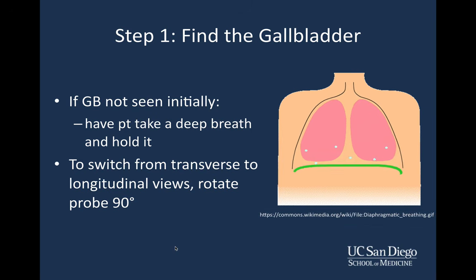beneath the costal margin, and oftentimes that'll be sufficient to bring the gallbladder into view. Once you've found the gallbladder, then you want to make sure that you get both longitudinal and transverse views of the gallbladder, and so you just simply want to rotate the probe 90 degrees from one orientation to the other so you examine the whole structure.